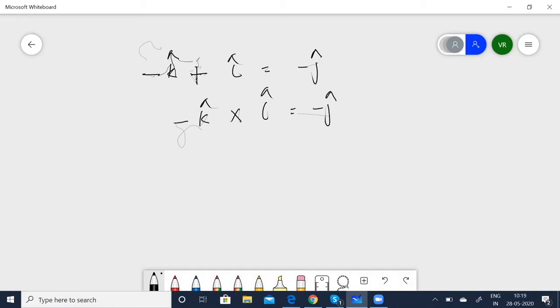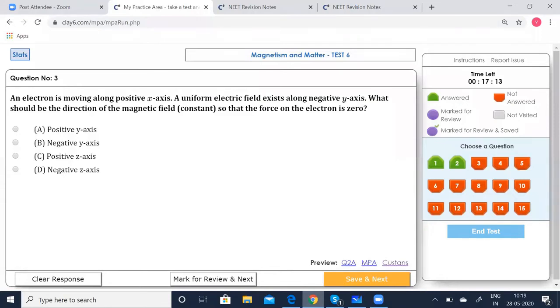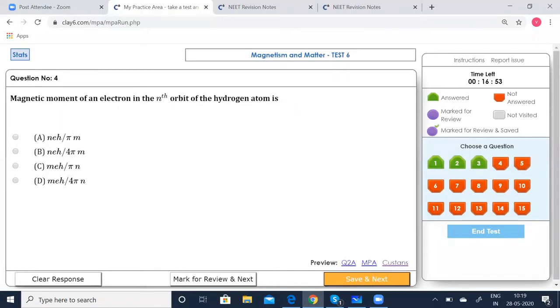It will produce a force in the negative y-axis. J represents the y-axis, so it is negative j. That means the force is in the negative y-axis, which opposes the force due to the electric field. So let's see which option is correct. All right, so this is the negative z-axis. What should be the direction of the magnetic field? The magnetic field should be along the negative z-axis. Save that, go to the next.